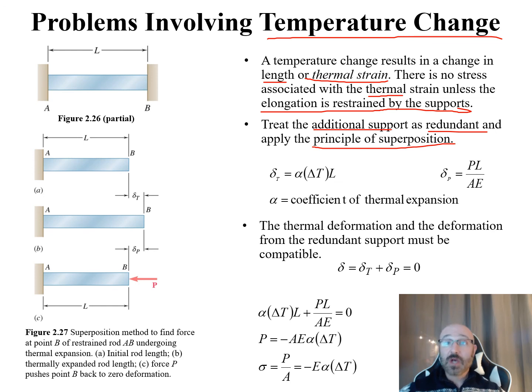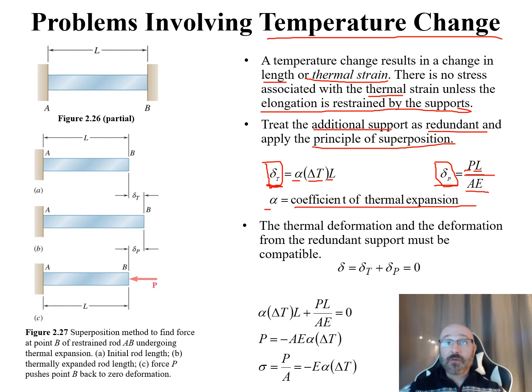So we can see the following relationship equations here. Our delta T is equal to alpha times our delta T, the change in temperature, times our L, where alpha is the coefficient of thermal expansion. As we've seen before, our delta P is going to be equal to our load times length over our cross-sectional area times our modulus of elasticity. So we have two different relations: our delta T from thermal expansion from our change in temperature, and our delta P from our load. We have both of these now, our delta T and our delta P.